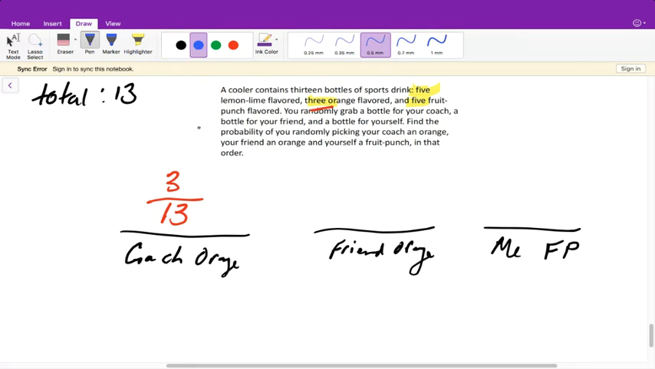Now, after I pick the orange and I give it to my coach, I don't have 13 anymore. I have 12 drinks in there. So that means for this next one, I will have 12 total drinks in my cooler because I gave one to my coach.